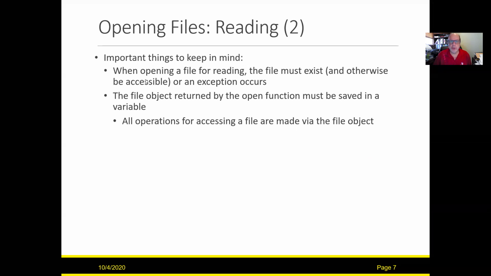When we are opening the file, it has to be there. Otherwise, we're going to get an exception, and we're going to figure out how to handle the exceptions. If the file is not there, we cannot do anything about it. When we use the open function, it's going to open the file, and it's going to be on top of the file, ready to start reading.